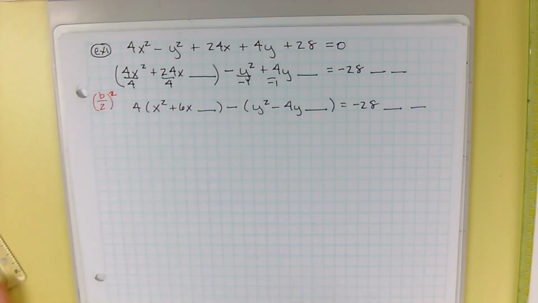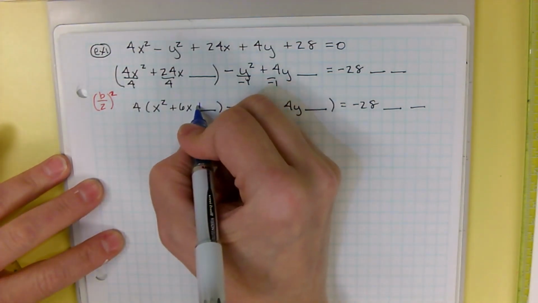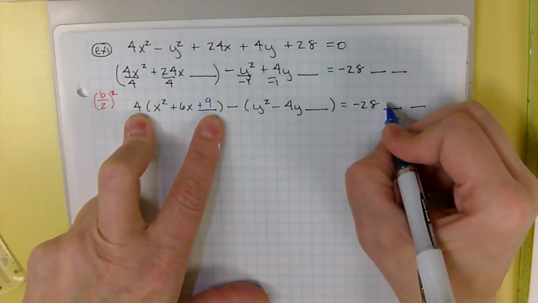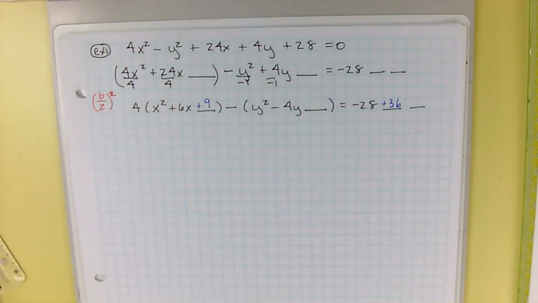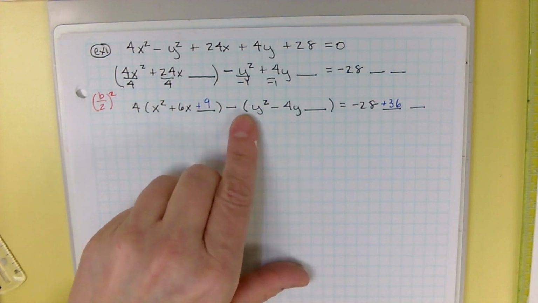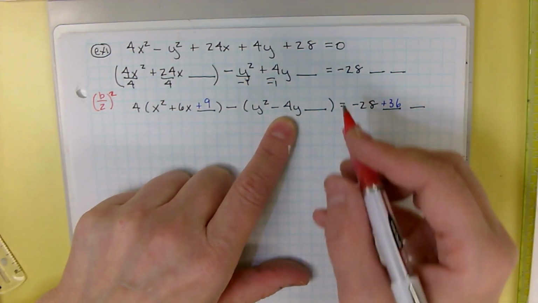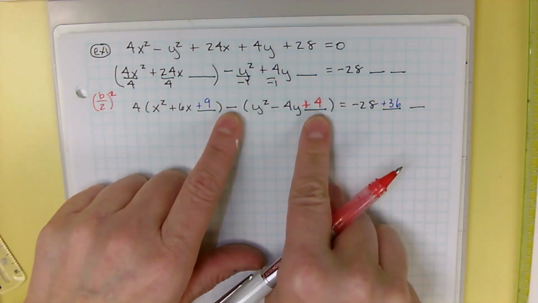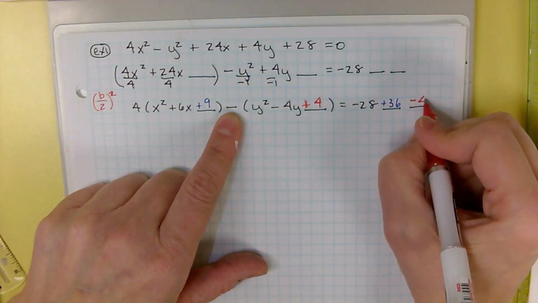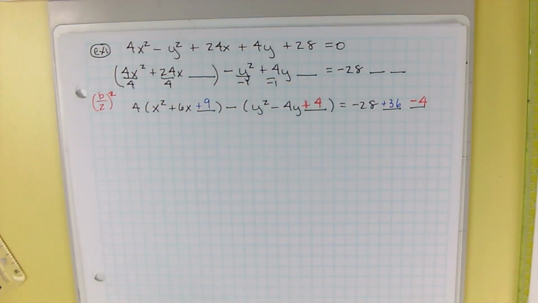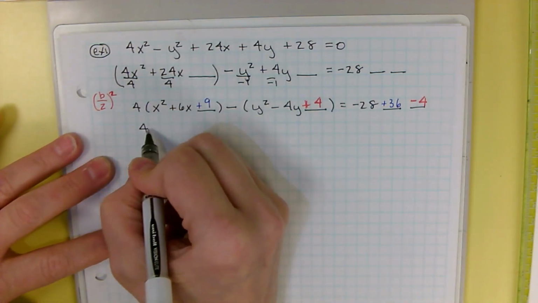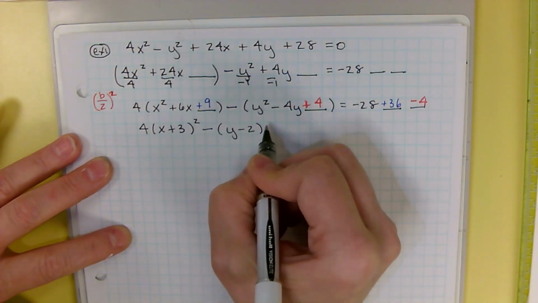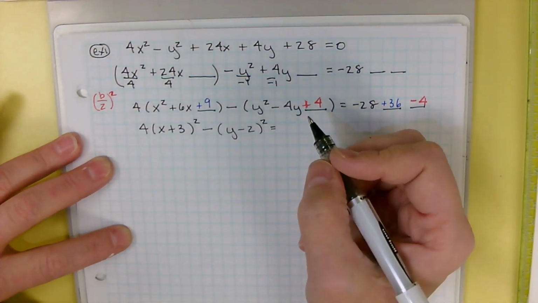So 6 divided by 2 is 3, 3 squared is 9, so add 9, but you didn't just add 9, you added 4 times 9 because of the scalar. So you're going to add 36 on the right to keep it balanced, to keep it equal. This one, negative 4 divided by 2 is negative 2, squared is positive 4, but you didn't just add 4, you added a negative 1 times a 4. So you're going to subtract 4 on the right to keep it equal. Okay, so now complete the square. I have 4 times x plus 3 squared minus y minus 2 squared equals 4.